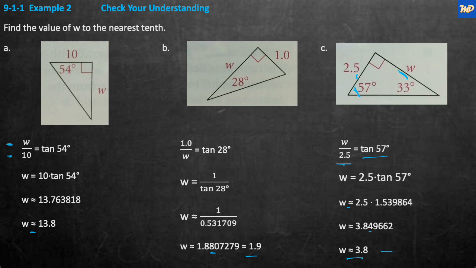As we move on, when we get to problem C, you could have solved this by using the cotangent. It's a different trigonometric function. We haven't talked about that yet.